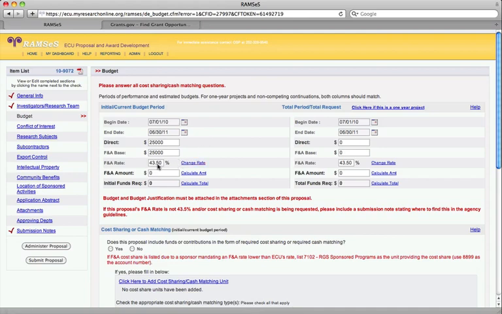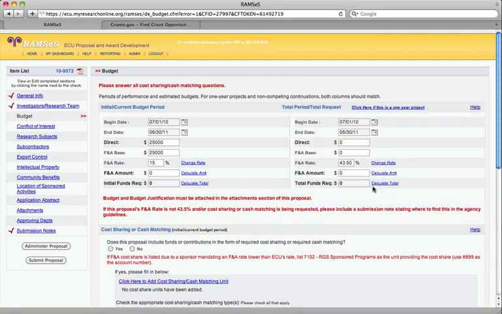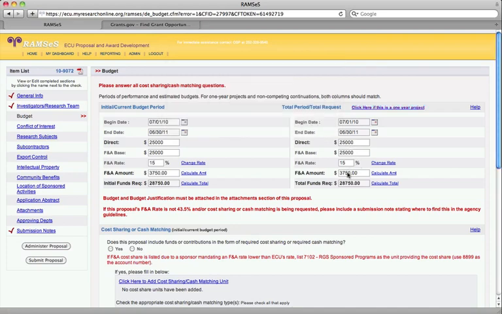The F&A rate is chosen here, and you may choose to change that rate to select one of ECU's other rates, or if the sponsor mandates a rate of its own, you can enter that in here. If you've done these numbers correctly, you can simply use the calculate amount screens and calculate total to figure out the total amount of the project, in this case the initial period, or simply free type the appropriate numbers in there. Since this is only a 1 year proposal, we won't need to enter numbers over here other than to click on this link to copy the 1 year proposals to the totals so that all matches now.